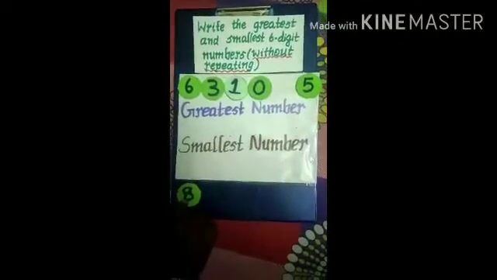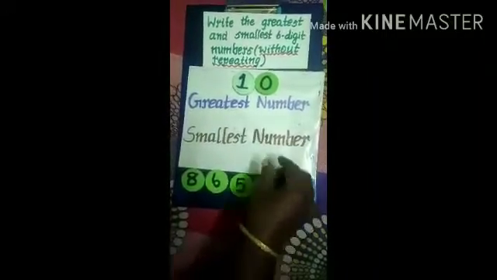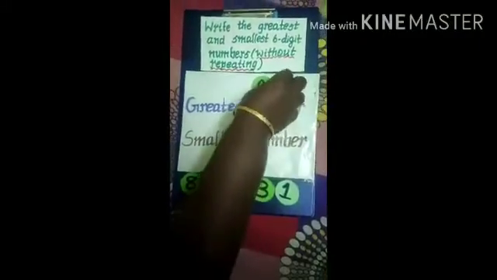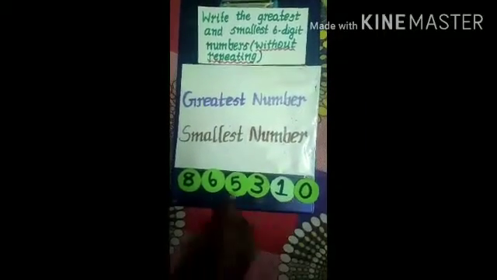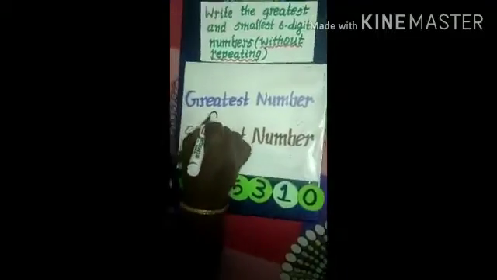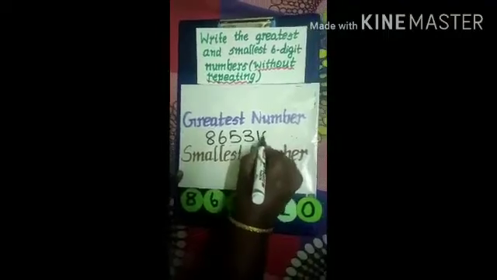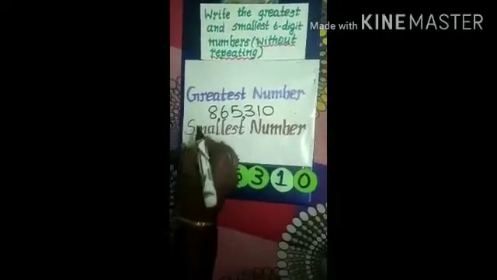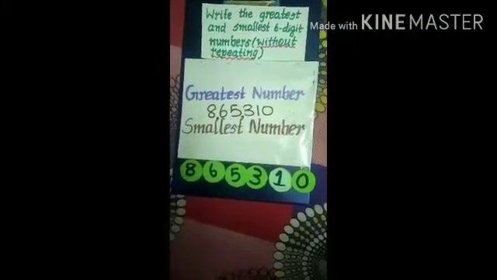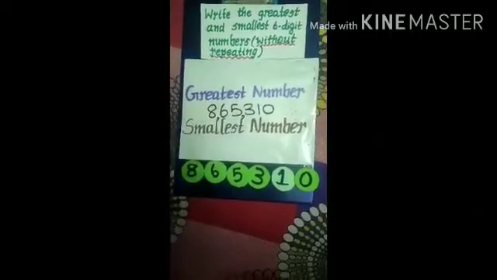8. So take the 8 and keep it here. Next 6. After 6, the biggest is 5. And next one is 3, 1 and 0. Now I have arranged in descending order. Now write this number here: 8, 6, 5, 3, 1, 0. After writing, you place the commas. Now read the number, children. 8,65,310.